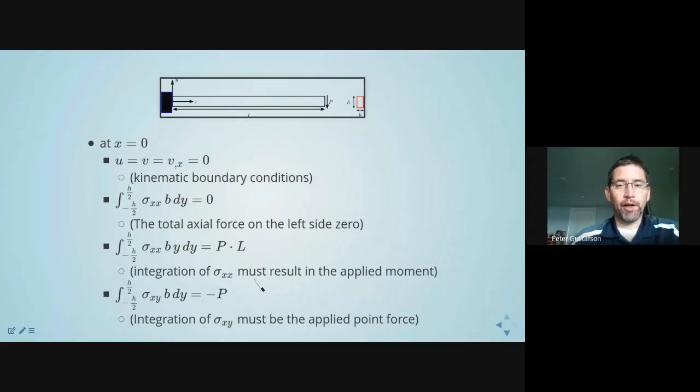And then the last one is similar to the first that we applied for the shear stress on the opposite side. That is, again, that the integral from the bottom surface to the top surface of sigma xy b dy is equal to minus P.